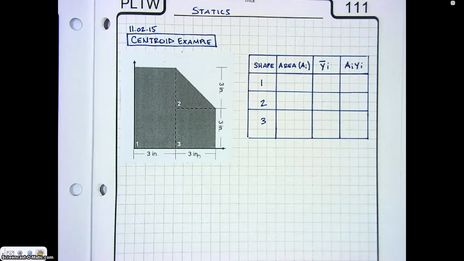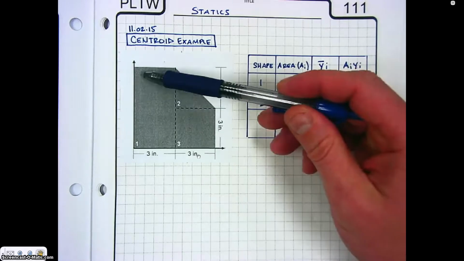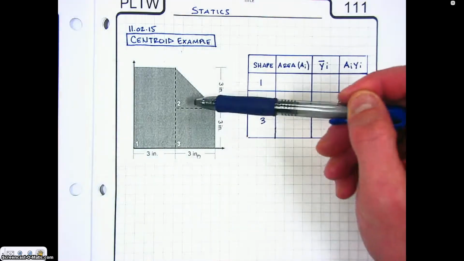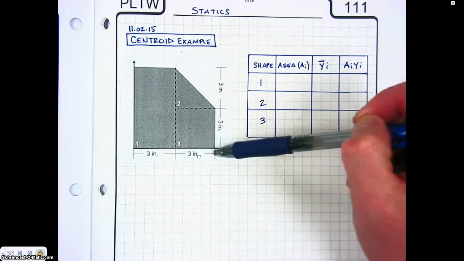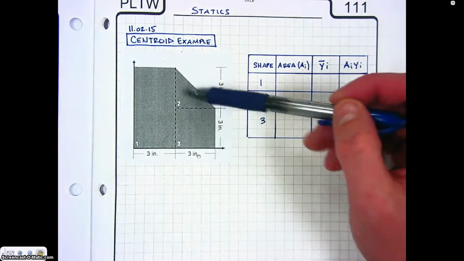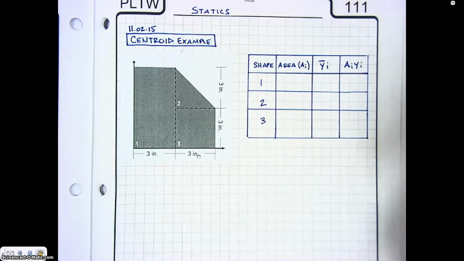Right, I'm going to walk you through the steps for how to calculate the centroid location for a more complex shape. And so what we have here is our diagram. This is like a complex shape. This would be like the cross section. If this was like a three-dimensional structural piece, this would be the cross section of that piece.